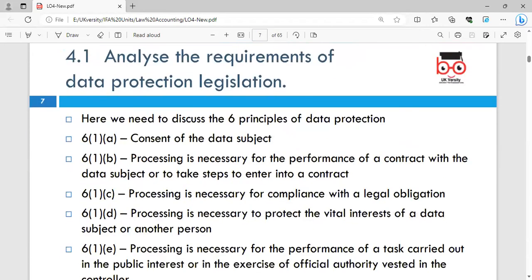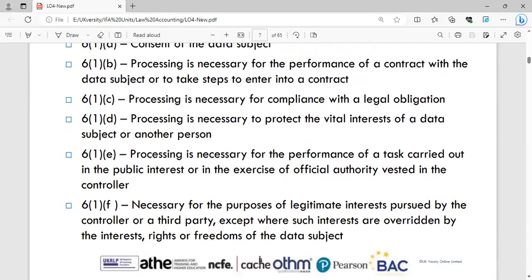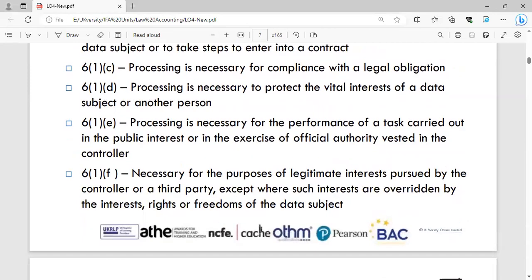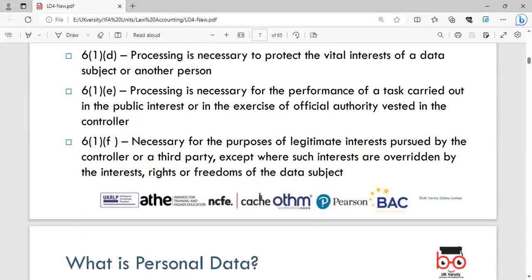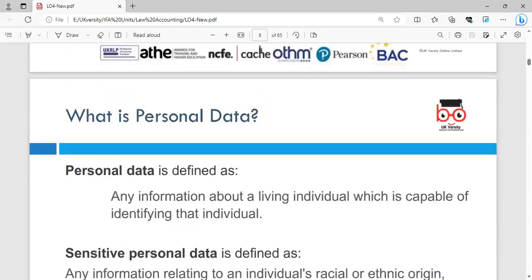So we have learning outcome 4.1: analyze the requirements of data protection, which we said need to be discussed. Six principles: consent of the data subject; processing necessary for performance of a contract; necessary for compliance with legal purposes; protecting the vital interests of the data subject and other persons; processing necessary for a task carried out in the public interest. That's why you need the data. So we need to look around legitimate interest, pursued by the controller and third party, unless you've been given authorization.